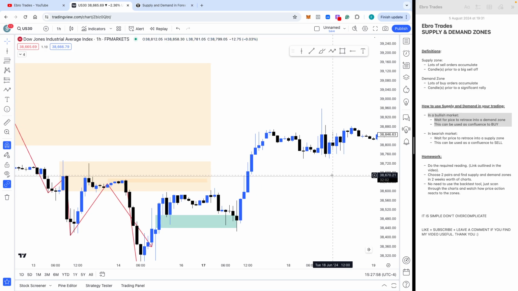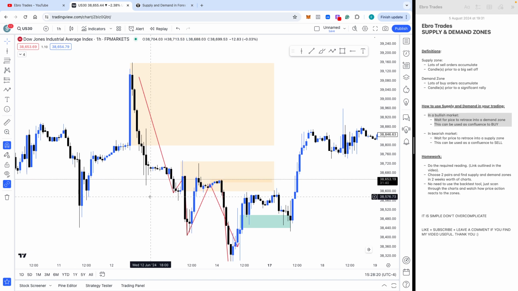Some people call these order blocks, by the way. I'd say there's a lot of similarity and overlap between supply and demand zones and order blocks. And then you've also got fair value gaps, break of structure, market structure shift. You've got all the other confluences, right? But this is the gist of what supply and demand trading is.